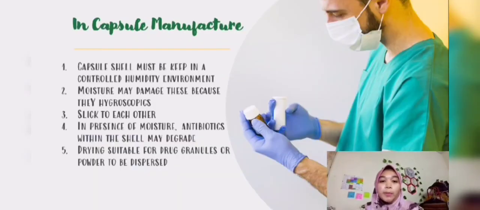Lastly, in capsule manufacture, the capsule shell must be kept in a controlled humidity environment during the capsule manufacturing process. Moisture may damage them because they are hygroscopic. In other words, they may stick to each other. Their wall will be torn and the ingredient inside the capsule shell may leak out, causing the consumer to become unimpressed with the capsule's appearance. In the presence of moisture, antibiotic within the shell may decay. Drying is required for such drugs, granules or powders to be dispersed.